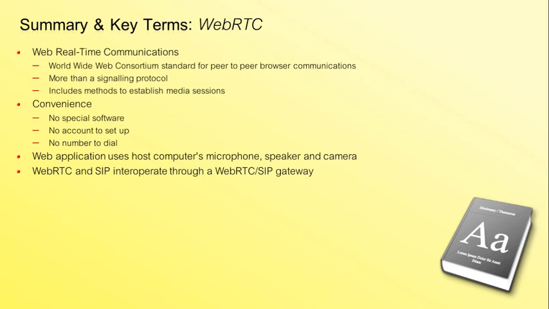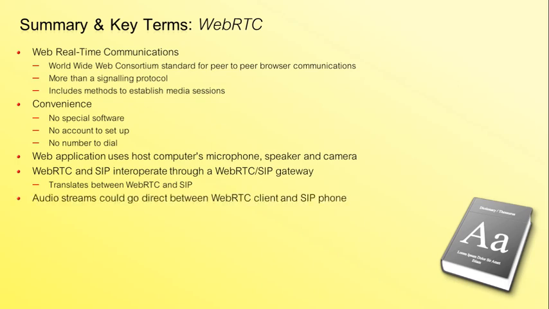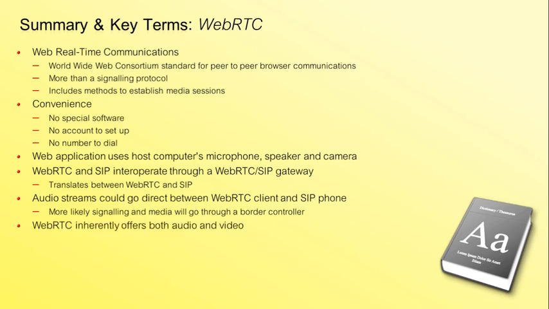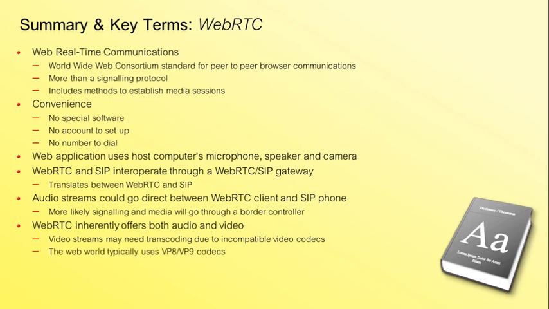WebRTC and SIP interoperate through a WebRTC SIP gateway that translates between the two. Although audio streams could go direct between the WebRTC client and the SIP phone, it's more likely that signaling and media will go through some kind of border controller, perhaps a firewall, session border controller, or reverse proxy. WebRTC inherently offers both audio and video, although in SIP calls, video streams will probably need transcoding due to incompatible video codecs, the web world typically opting for the free VP8 or VP9 codecs, whilst SIP phones typically use H.264.